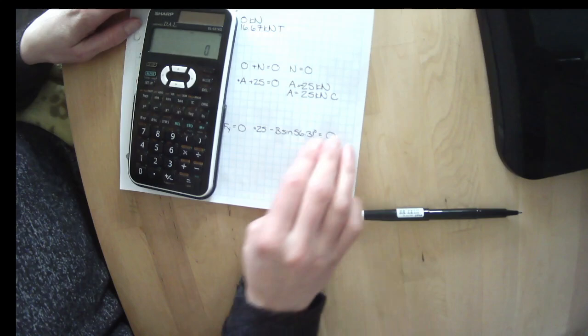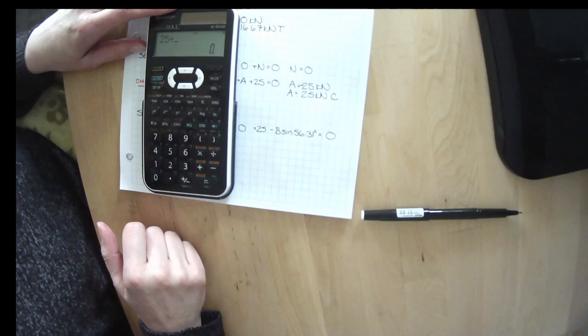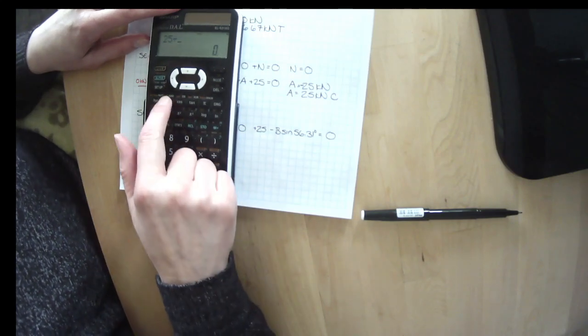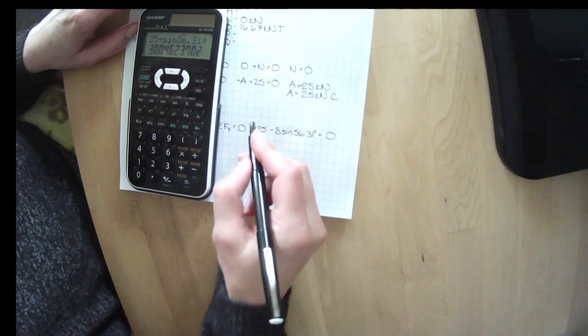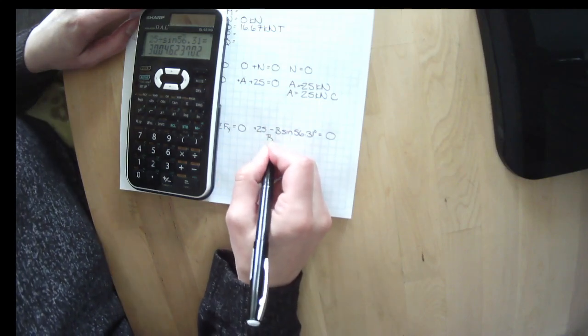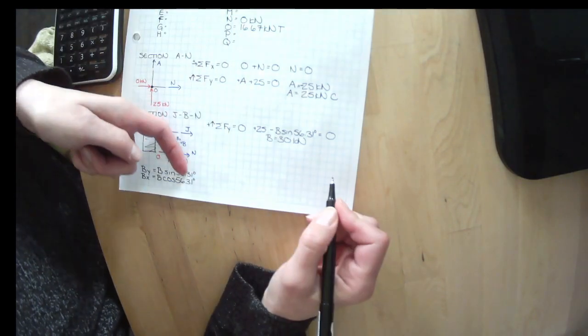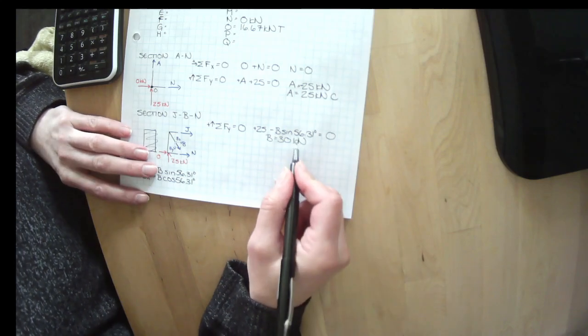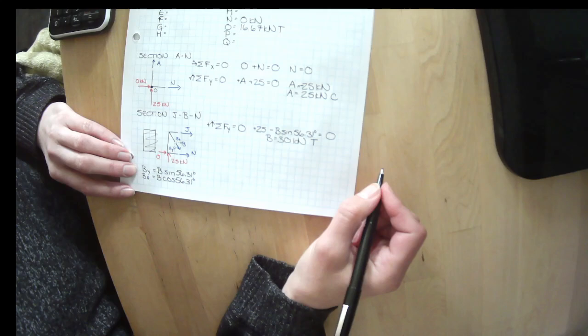We can take this over to this side, and we end up with 25 divided by the sine of 56.31 degrees, and we get B equals 30 kilonewtons. We guessed that it was in tension. It's a positive number, so it is in fact in tension.